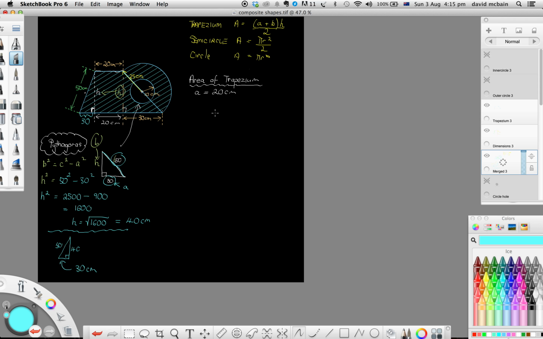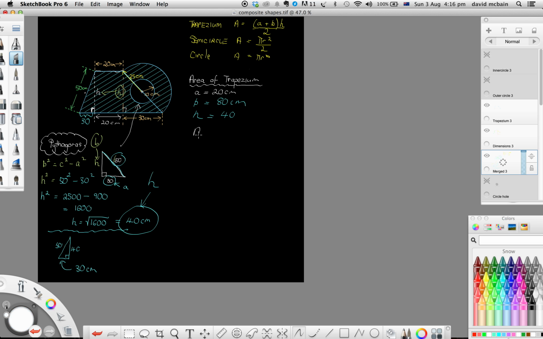Anyway, so we now know that B, which is the base of our trapezium, is 30 plus 30, which is 60, plus 20, which is 80. So B equals 80 centimeters. And we also worked out the height, and we found that it was 40 centimeters. There it is there. So h equals 40. So now we can go ahead and work out the area of our trapezium.